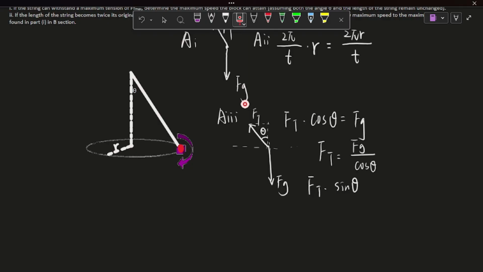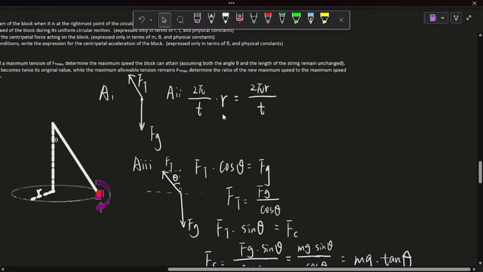By the way, I should write that this is equal to Fc. After we plug it in, we get Fc is equal to Fg times sine theta over cosine theta, which will be mg times sine theta over cosine theta. What do you realize? What is sine theta over cosine theta? Isn't that tangent theta? So Fc is mg times tangent theta. That is your expression for the centripetal force. Let's check it again.